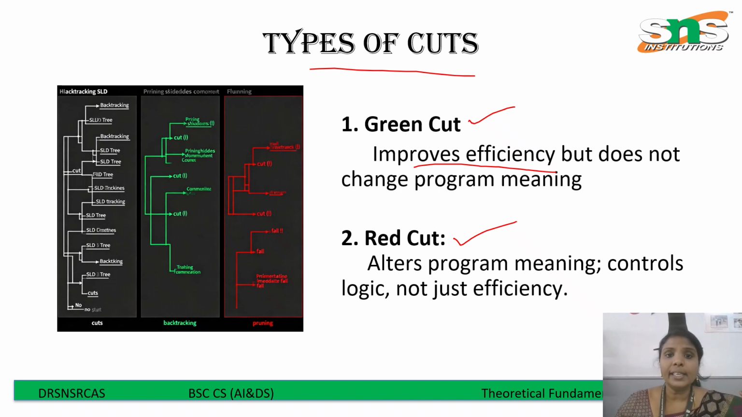On the other hand, a red cut not only affects efficiency but also changes the logical behavior of the program. It alters the program's meaning. It is used to control the program's logical flow by forcing Prolog to follow a specific path and ignore others. Removing a red cut can change the behavior or output of the program. Therefore, green cuts are considered safe, while red cuts must be used carefully as they can make the program harder to understand or debug.